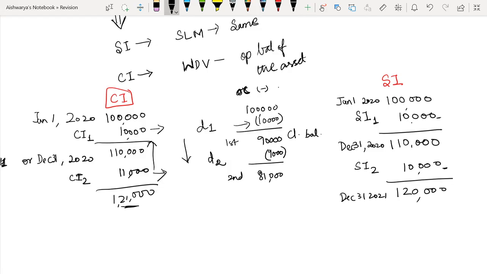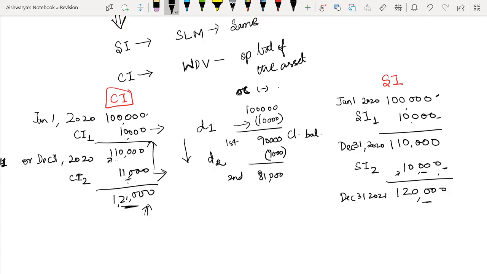Now you see the difference between this and this. There is a difference of 1,000 rupees extra that you are earning here. Because of the second year interest, here you are earning 11,000, whereas in simple interest you are earning only 10,000. So the extra 1,000 that you are earning is nothing but the interest on interest. The closing balance, on that we are computing the interest, whereas here we are computing on the opening balance. So you're getting extra 1,000 because you're getting interest on interest.